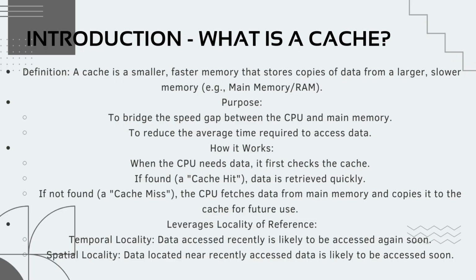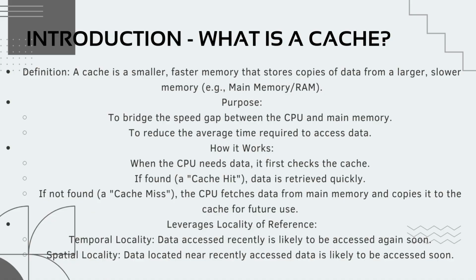Let's start with the basics. What exactly is a cache? Simply put, a cache is a smaller, faster memory that stores copies of data from a larger, slower memory, like your computer's main RAM. Its primary purpose is to bridge the significant speed gap between the incredibly fast CPU, or central processing unit, and a relatively slower main memory. By doing so, it drastically reduces the average time it takes for the CPU to access data.